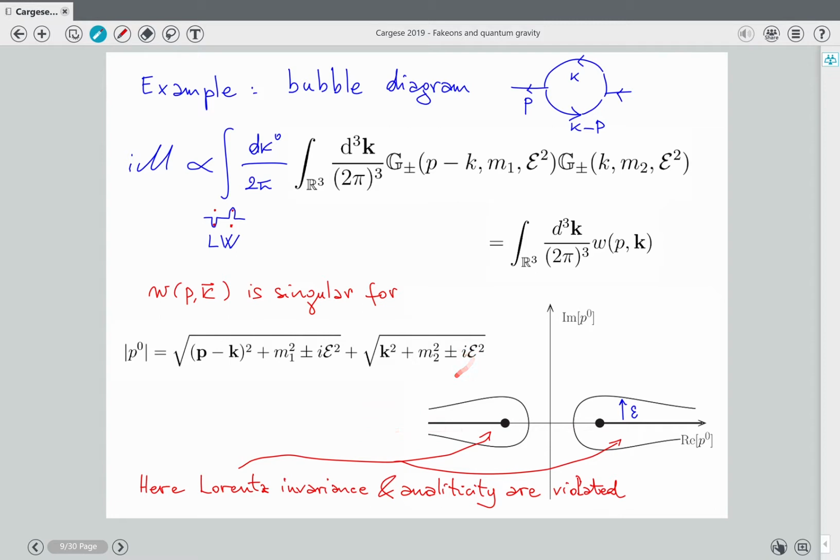What changes when you have a width? When k spans R3, instead of having two half lines, you fill those two regions. All those regions are locations of singularities for the integrand. Therefore, everywhere inside you violate analyticity, and it turns out that you also violate Lorentz invariance.